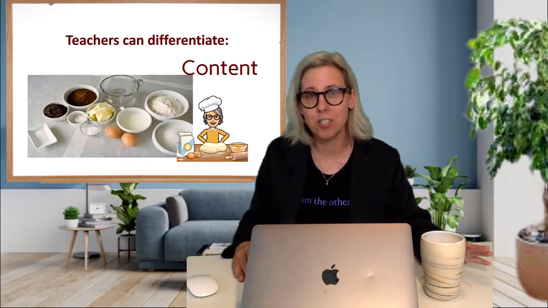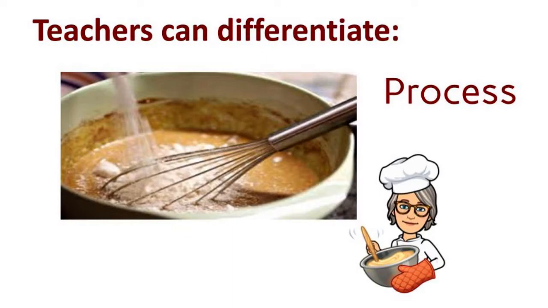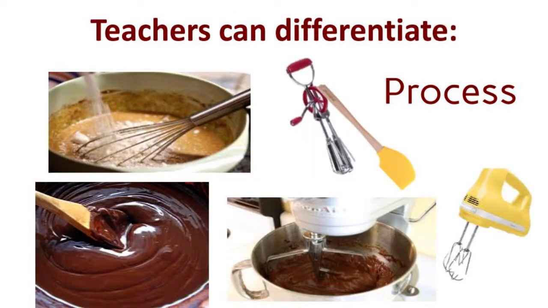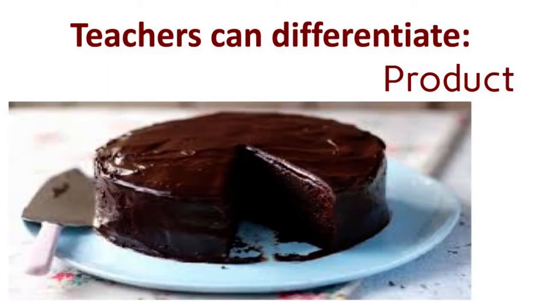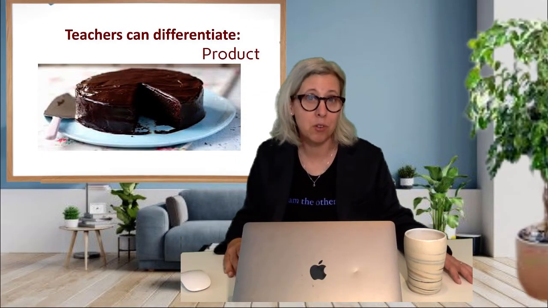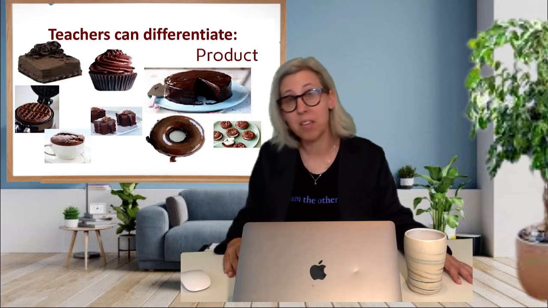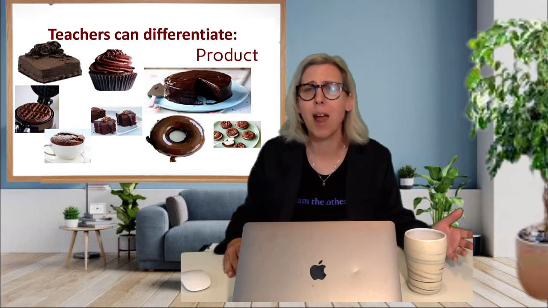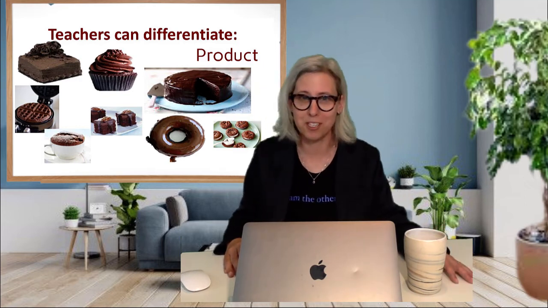The next thing that teachers can differentiate is the process. So for my baking analogy, I'm mixing up all of my ingredients, but I can do it different ways. I can mix it up with a hand mixer, I can mix it with a whisk, I can use an old school egg beater, I can even use a giant KitchenAid mixer. And finally, teachers can differentiate the product. With our baking analogy, it might look like a chocolate cake. But there are other things I could make with those same ingredients and the same process. I can make cupcakes, I can make donuts or brownies or even chocolate waffles if I wanted to.